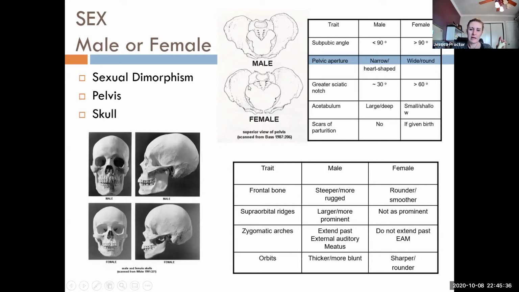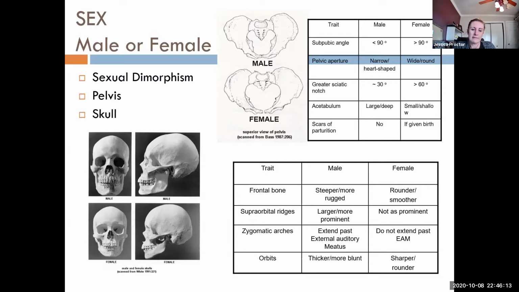And you can see how for the female, that pelvic inlet, essentially the birth canal, is much, much wider in comparison to the male. The reason for that is the greater sciatic notch. Now envision that you're looking at the side of the pelvis. That greater sciatic notch, if it is wide like it is in the female, will pull back the sacrum and coccyx, which will open up that pelvic inlet, okay?